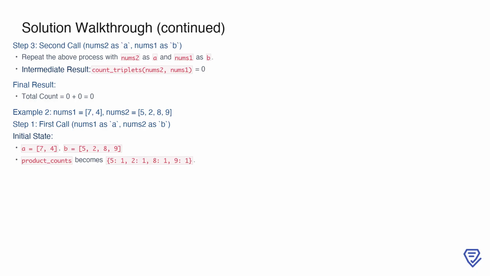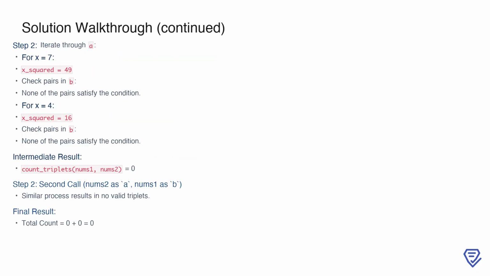Moving to the next example, we now consider nums1 equals [7, 4] and nums2 equals [5, 2, 8, 9]. For the first call, product_counts is computed for nums2, resulting in {5: 1, 2: 1, 8: 1, 9: 1}. This frequency map will again help us efficiently look up potential products.